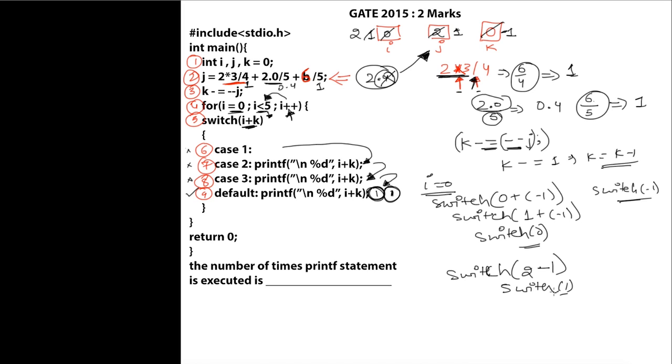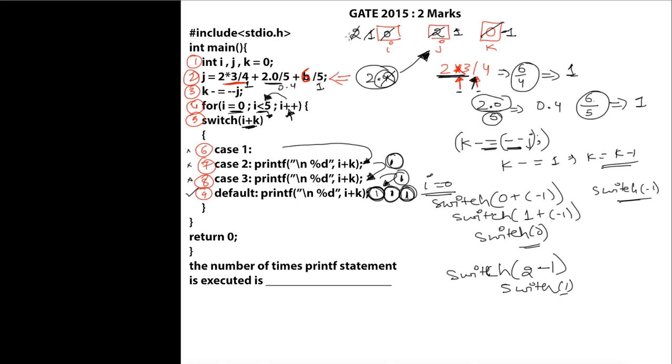So here we are having switch 1, that means case number 1 will be executed. Now in case number 2 this printf statement will be executed. Now in case number 3 this printf statement will be executed, and in this default case this printf statement will be executed. Now we again go to this for loop, and in this for loop we are going to increment the value of I.